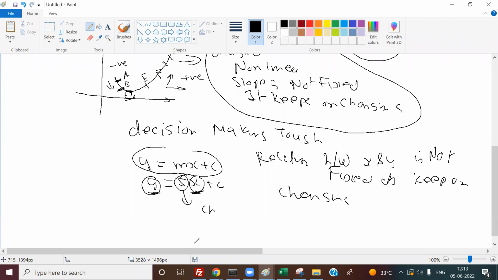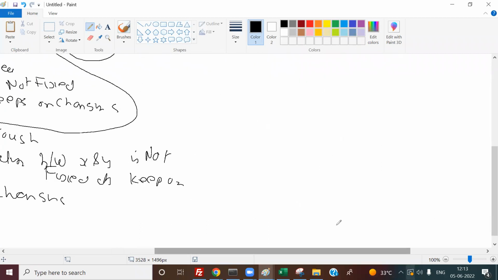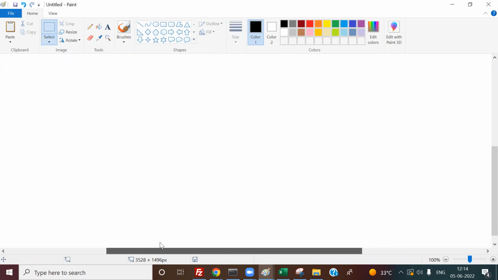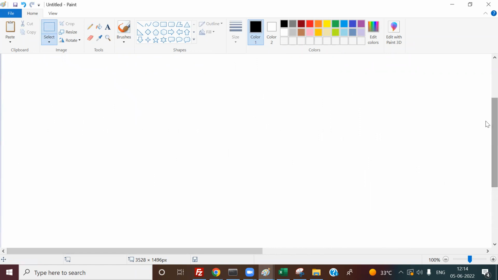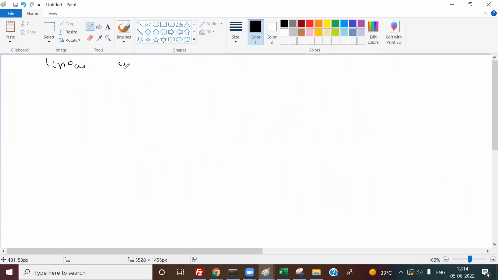To help that problem comes your log transformation. ठीक है. एक काम करते हैं, थोड़ा सा बड़ा लिख देते हैं. Okay, so normally what is a linear equation? Linear equation is y is equal to mx plus c, right?